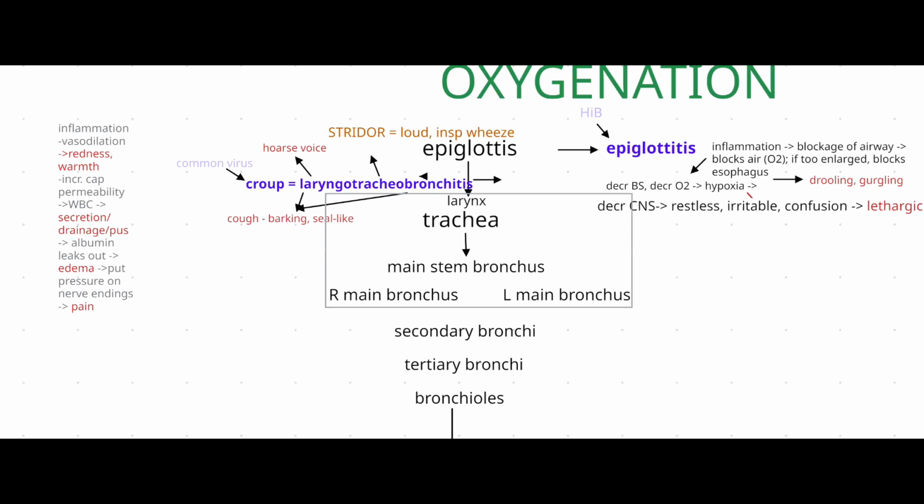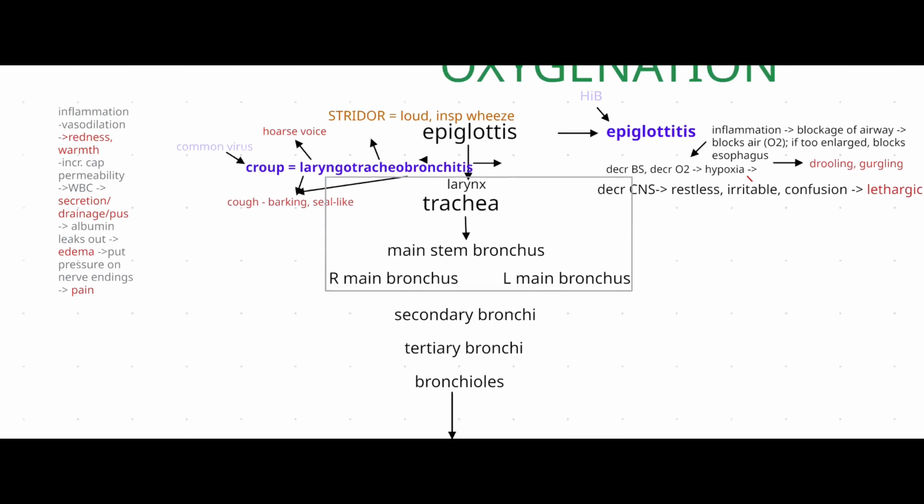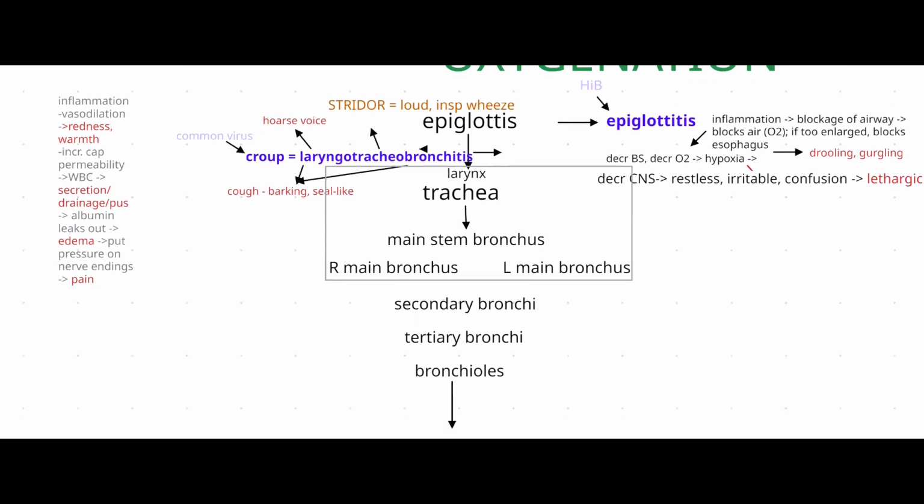Okay, I give up. Let's see here. Okay, so you guys are good. See, these are mainly, again, peds patients. So epiglottitis, croup, laryngotracheal bronchitis.